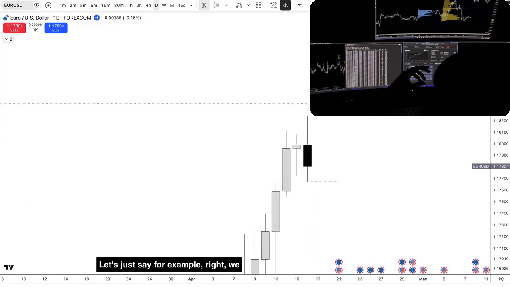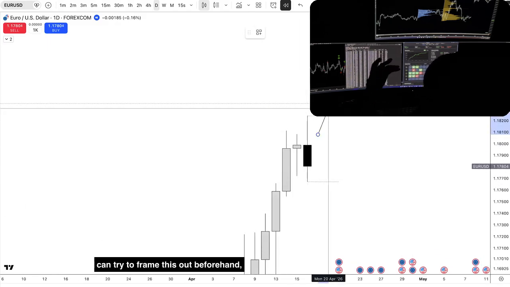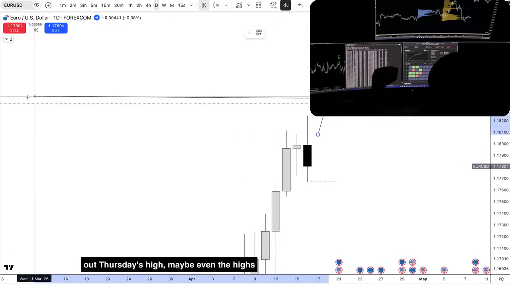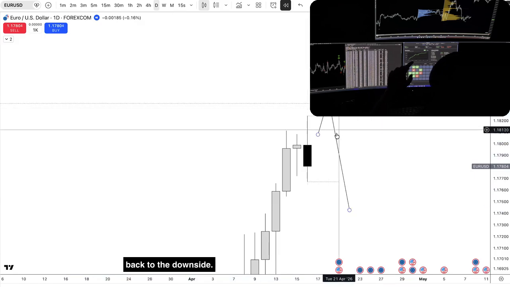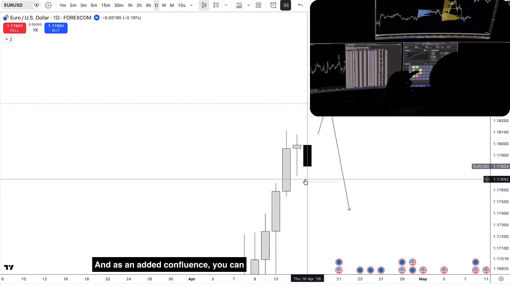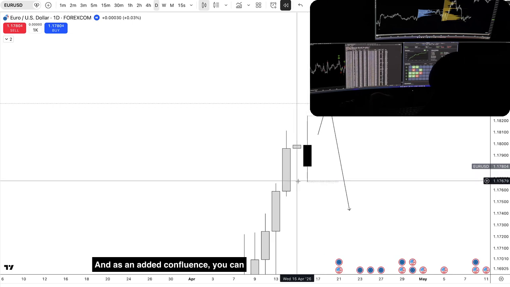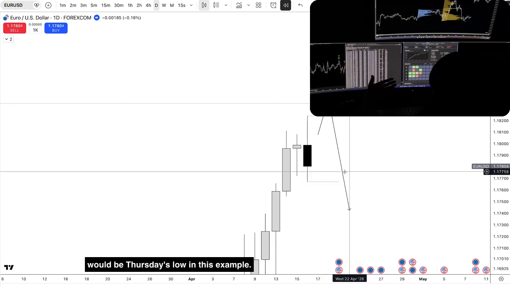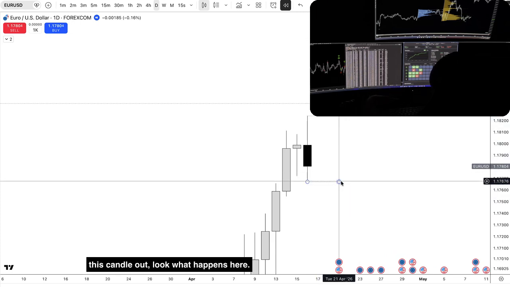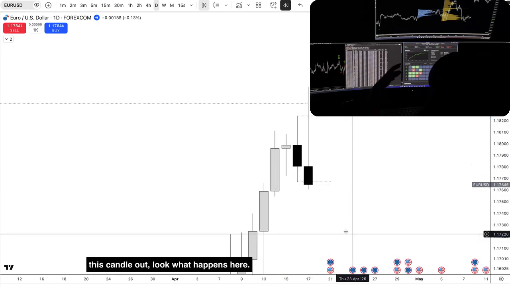Let's just say, for example, we can try to frame this out beforehand. Friday opens up, we spike out Thursday's high, maybe even the highs to the left-hand side. You can look to try and catch this move back to the downside. And as an added confluence, you can look to target previous daily low, which would be Thursday's low in this example. And lo and behold, if I play this candle out, look what happens here.